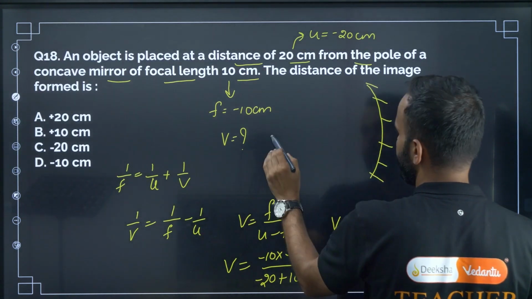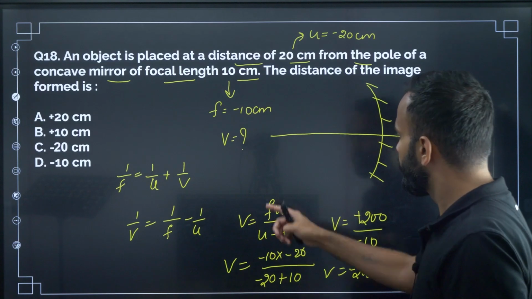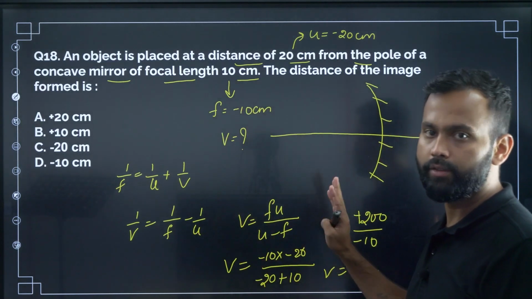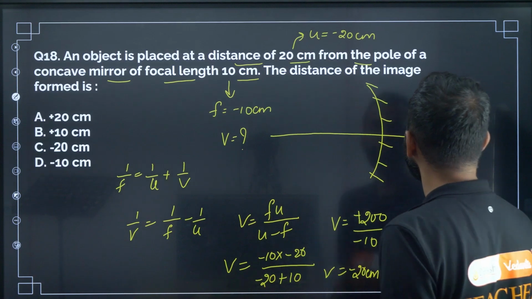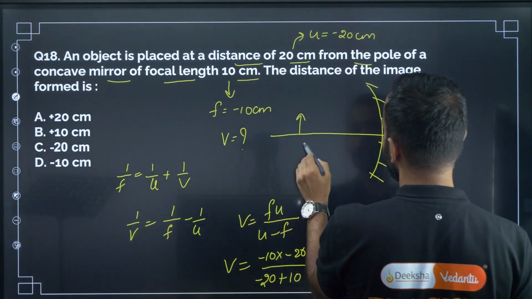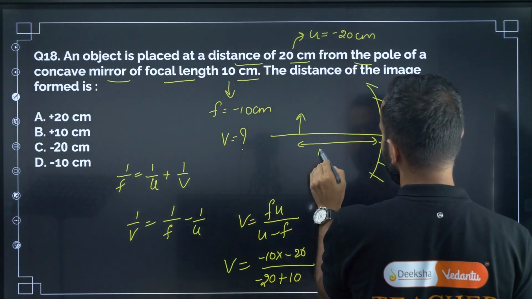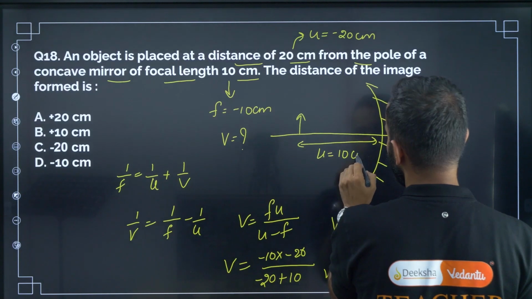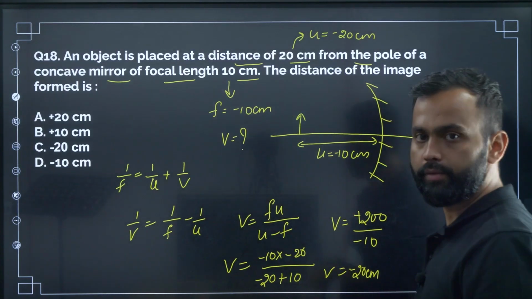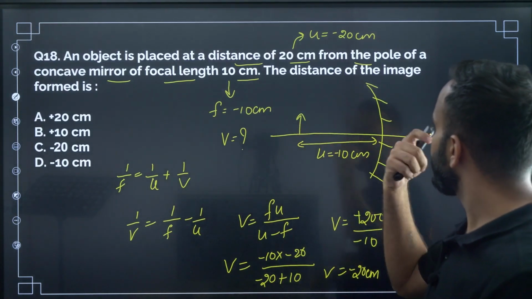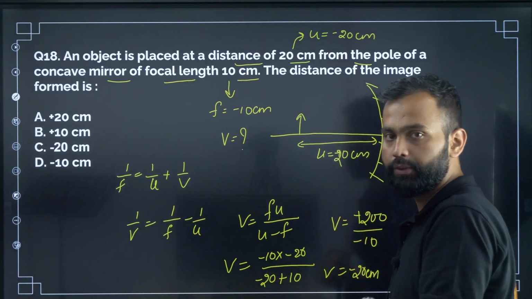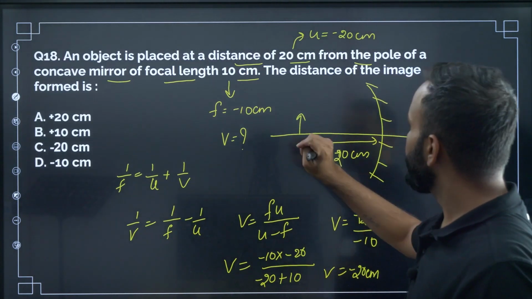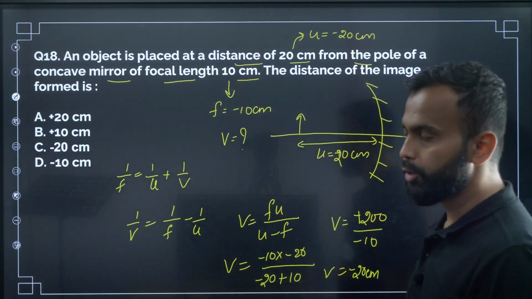Mirror, right? You don't need to solve all these things, just use the logic. Mirror, right? An object is placed at 20 centimeter from the pole of the concave mirror. Sorry, this is 20 centimeter, not 10 centimeter, so minus 20 centimeter. What is the focal length of the concave mirror?